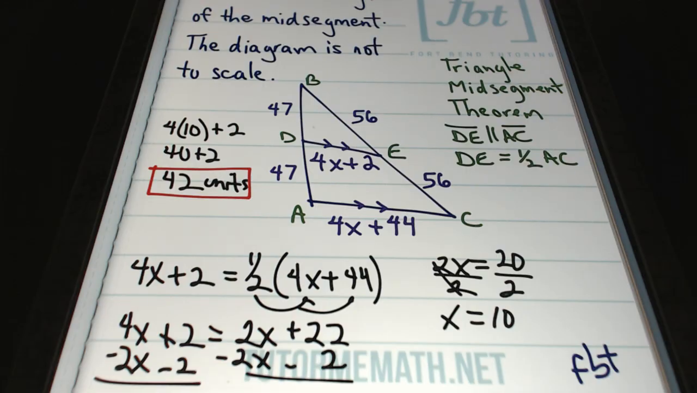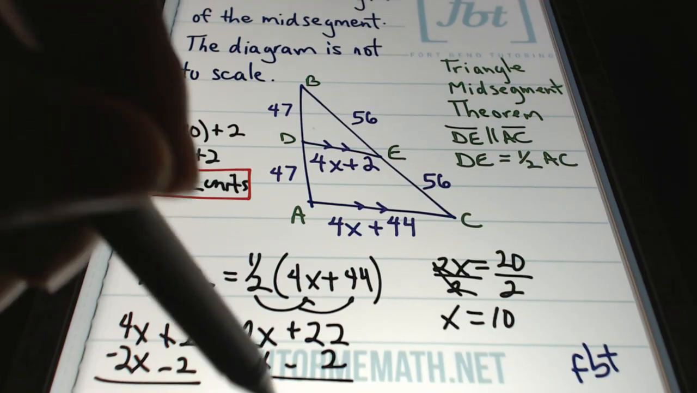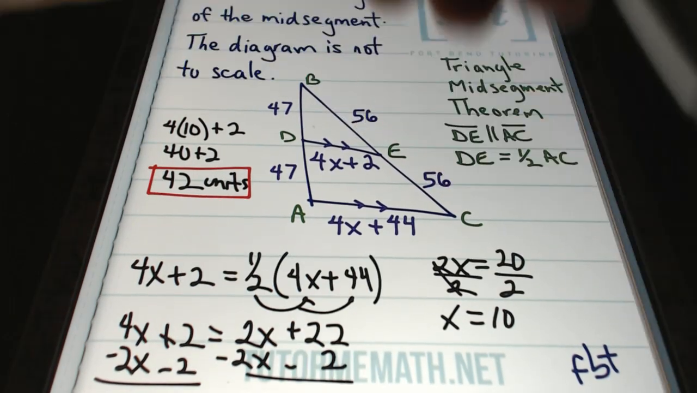You want to show off that you know that when you're dealing with the length of a line segment, the unit of measurement will be to the first power. So it's going to be 42 units to the first power. Done and done, guys. That's what's up with problem number 34.